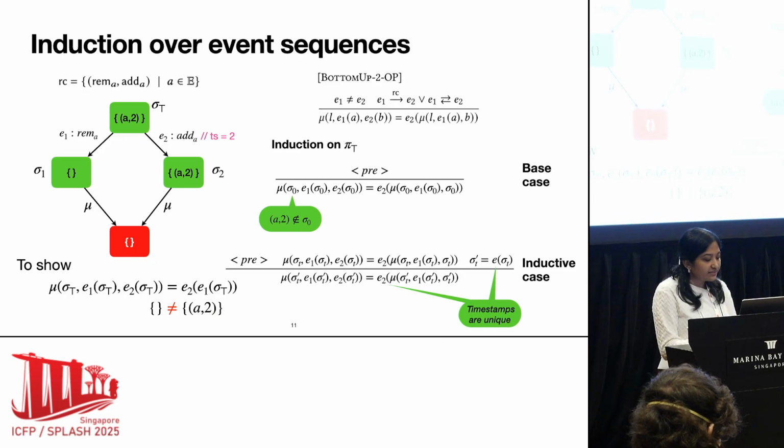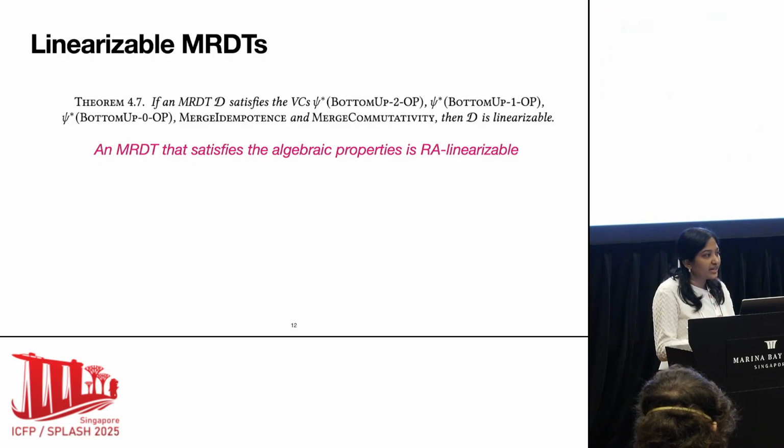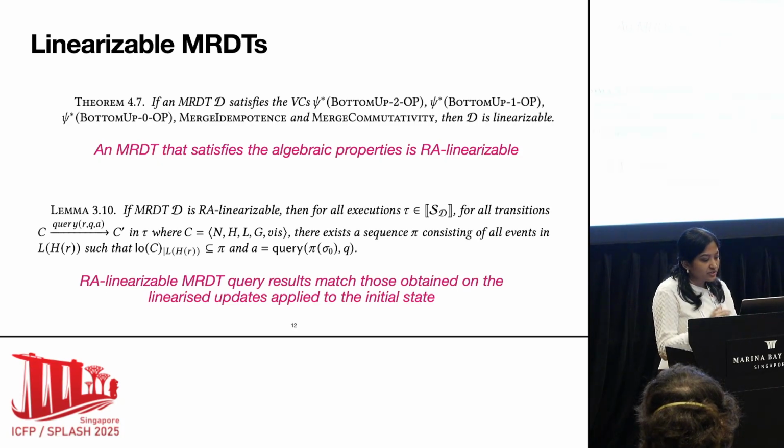A similar inductive argument is used to prove the properties about the feasible state sigma 1 and sigma 2 also. So, finally, we prove a theorem that states that any MRDT that satisfies the required algebraic properties is array linearizable. And we also show that if an MRDT is array linearizable, then the query results match what we would have got by applying the linearization of update operations visible to that query operation when applied to the initial state.